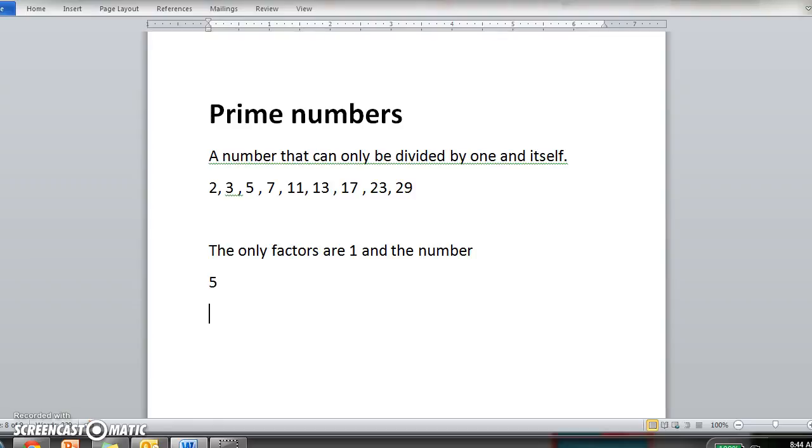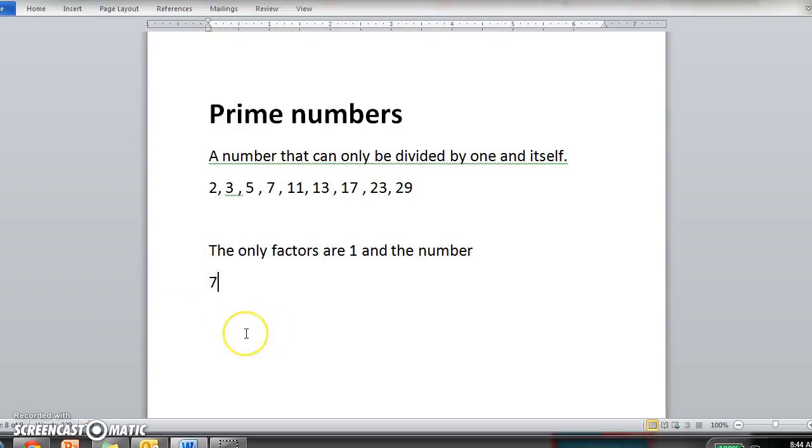What about 6 though? Is 6 a prime number? What if we divide 6 by 2? What does that equal? That equals 3. So 6 cannot be a prime number.